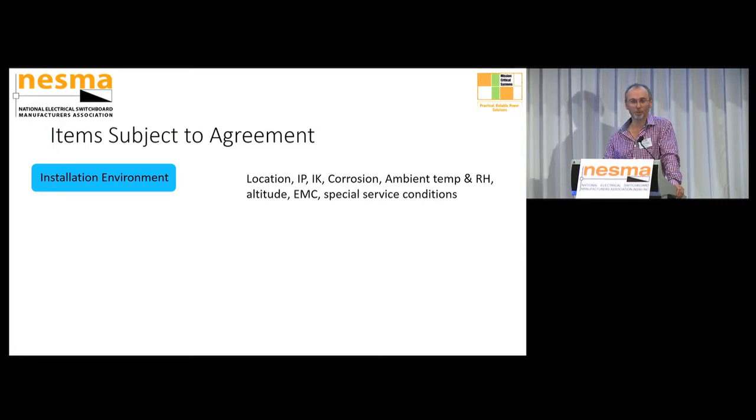What corrosion issues you've got, ambient temperature and relative humidities, the altitude it's going to be installed at, the EMC, special service conditions about maybe harmonics, things like that, right? So that's all the installation environment. The manufacturer needs to know that because they may have tested an assembly which doesn't actually meet some of the requirements you have, and they have to make adjustments to meet those.